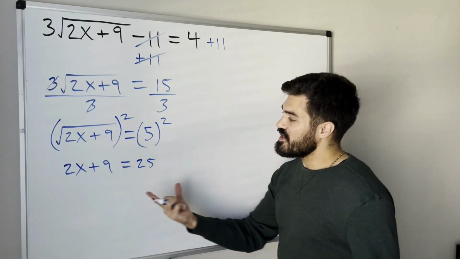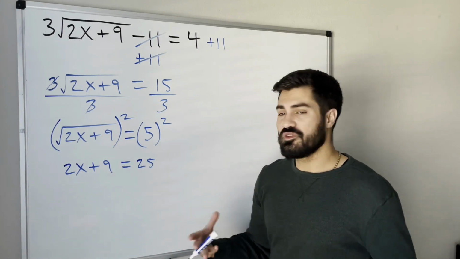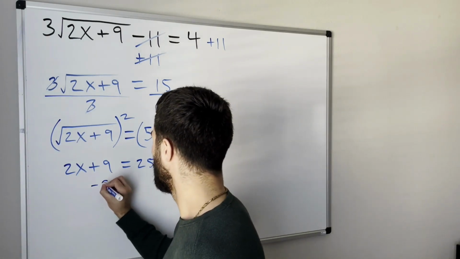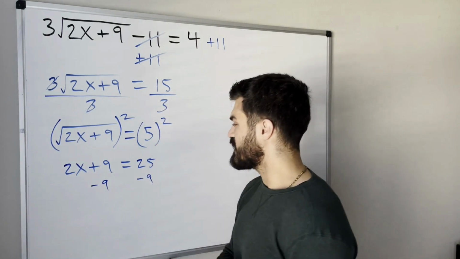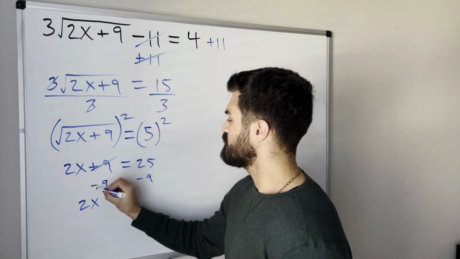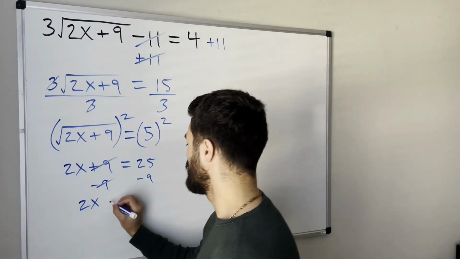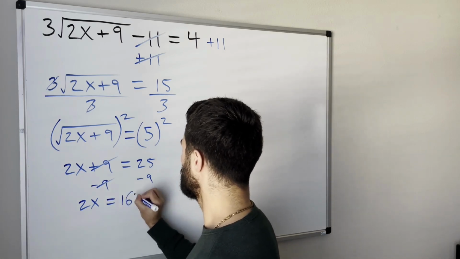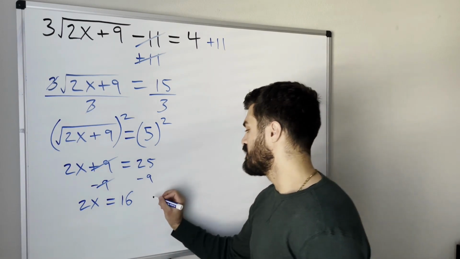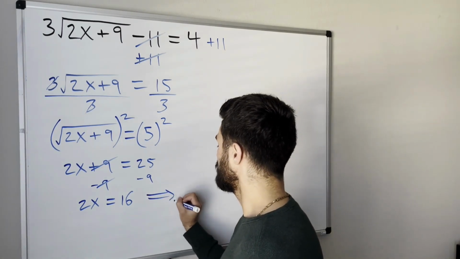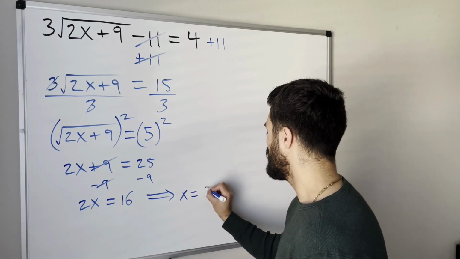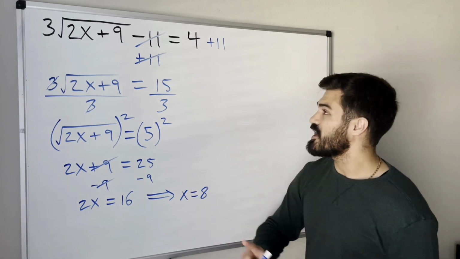So really now the next step is solve this resulting equation, which we can do by subtracting 9 from both sides. That leaves us with 2x, right? Because plus 9 minus 9 cancels, equals 16, because 25 minus 9 gives us 16. Now let's draw a little arrow, because after dividing both sides by 2, we are going to get x equals 8. And we can go back and check our answer.